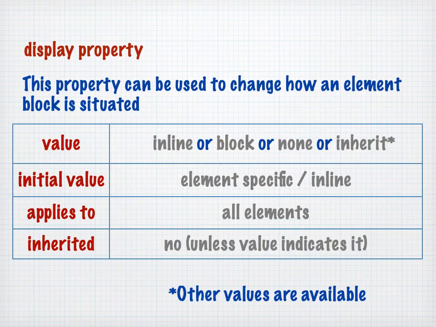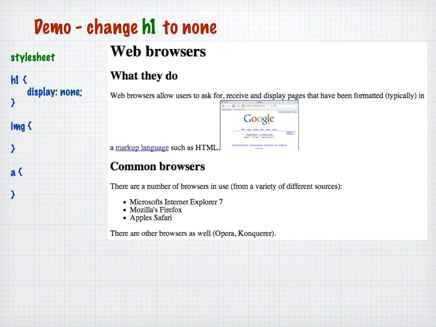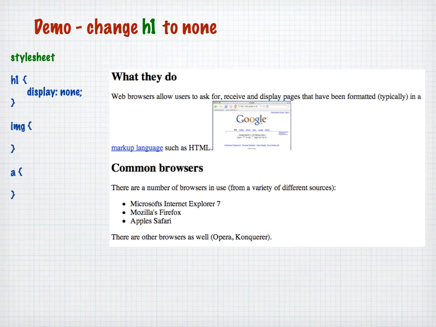So let's look at the display property, and what display does is it enables us to say that something is inline or block or none. I think the easiest way to do this is with a quick demonstration. So here's my empty style sheet, and I'm going to change the H1. Here's my style rule, display: none. What we're saying is don't display the H1. That's one of the values that display can have. We can say none, and if we do that, the H1 simply disappears.